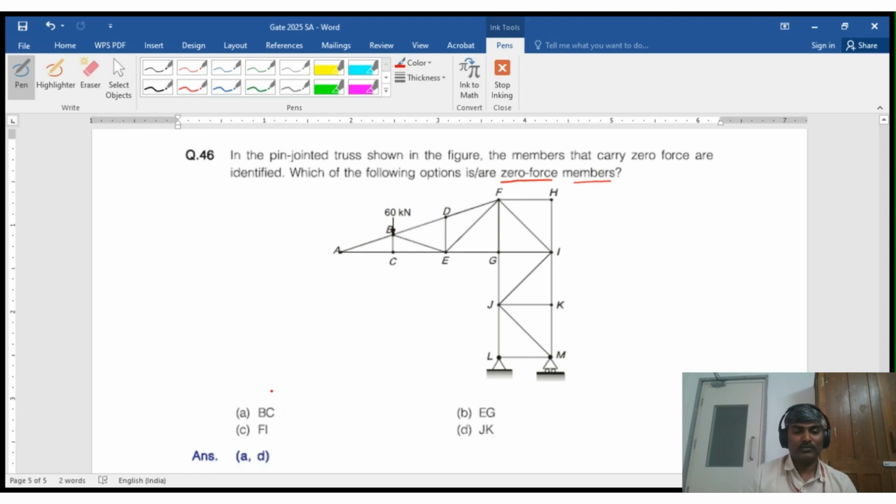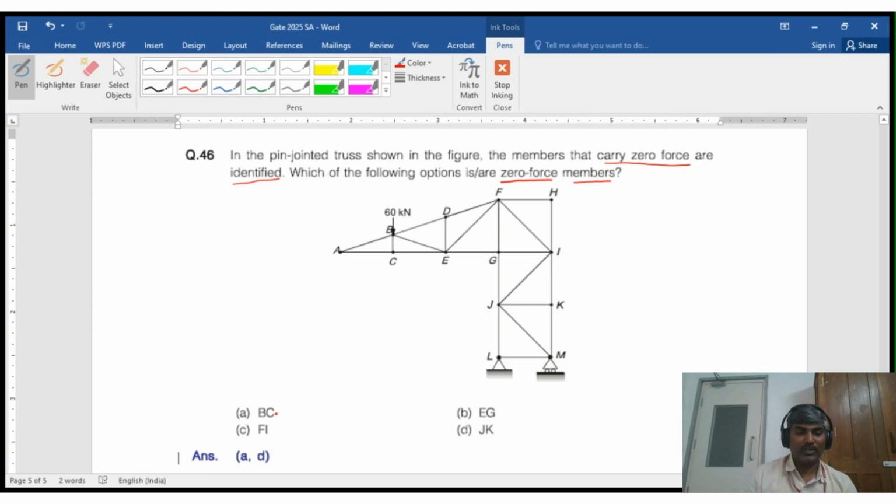Like you see the options here. These are the identified members, as the examiner said here: the members that carry zero force are identified. So these are the identified members by the examiner. Which of the following are actually the zero force members? Among these four, only some members are correct and some are not correct. So that you need to look at.